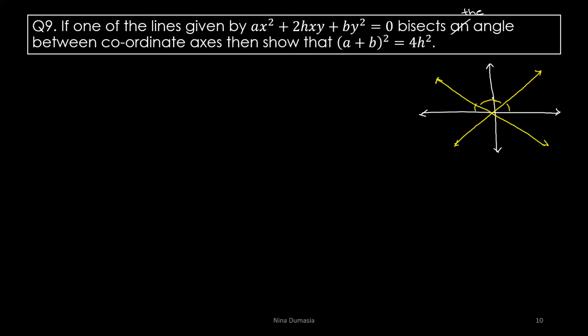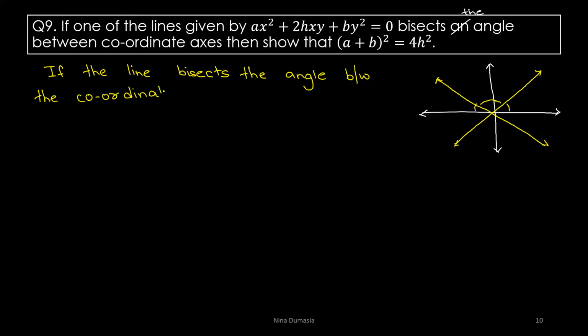So for the first line you can say that the inclination is equal to 45 degrees. So we can say that if the line bisects the angle between the coordinate axes, then the inclination can be either 45 degrees, or 90 plus 45 which is 135 degrees. So 45 degrees and 135 degrees.